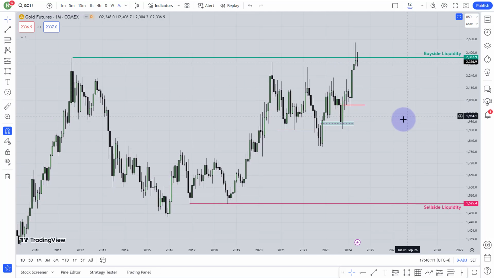Now what else do you see? Actually, the liquidity taken has been done over there. Then this was the market structure shift. That was the fair value gap and everything. Then market went higher. There was the unfilled area. So market has actually filled the unfilled area.